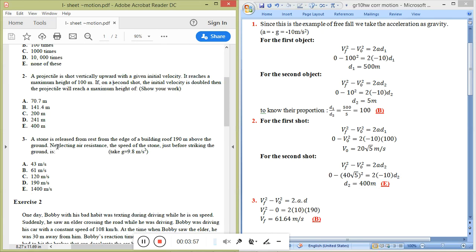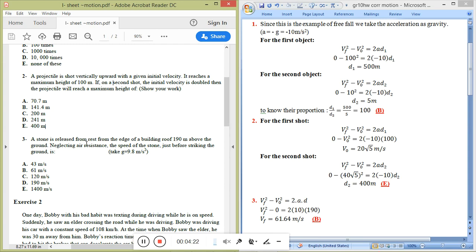Part 3. A stone is released from rest from the edge of a building roof 190 meters above the ground. Neglecting resistance, find the speed of the stone just before striking the ground. This means that the stone passed the 190 meters before striking the ground. So the distance is 190 meters.